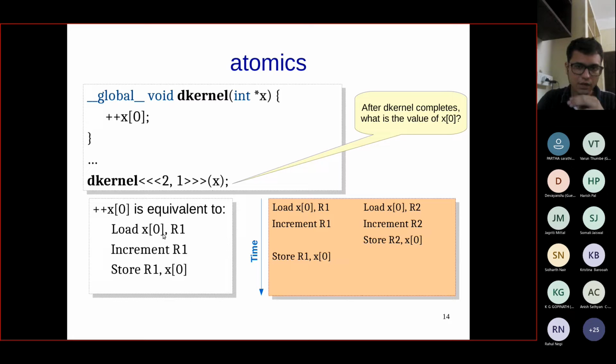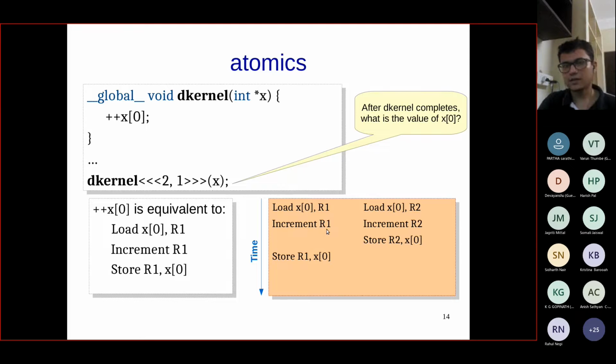So what are the possible execution orders that can occur out of this? When two threads try to execute these three assembly level statements in any fashion, there can be multiple possible ways.